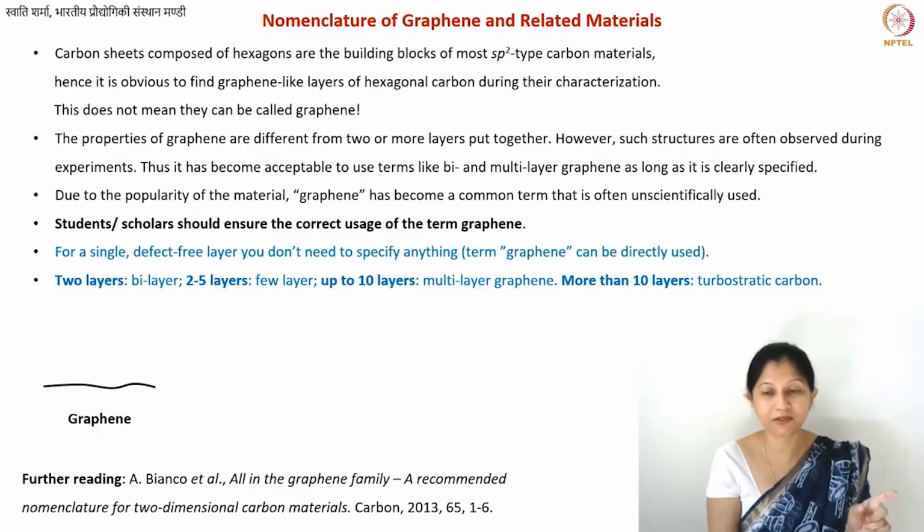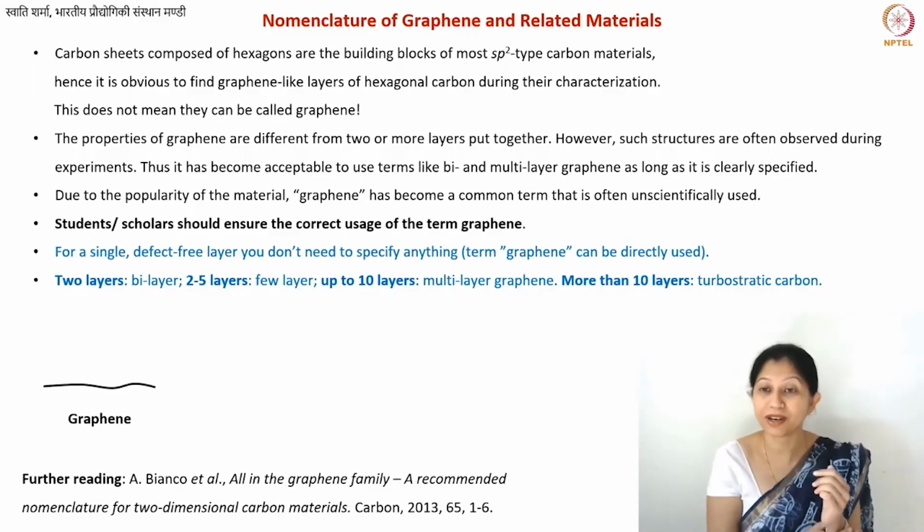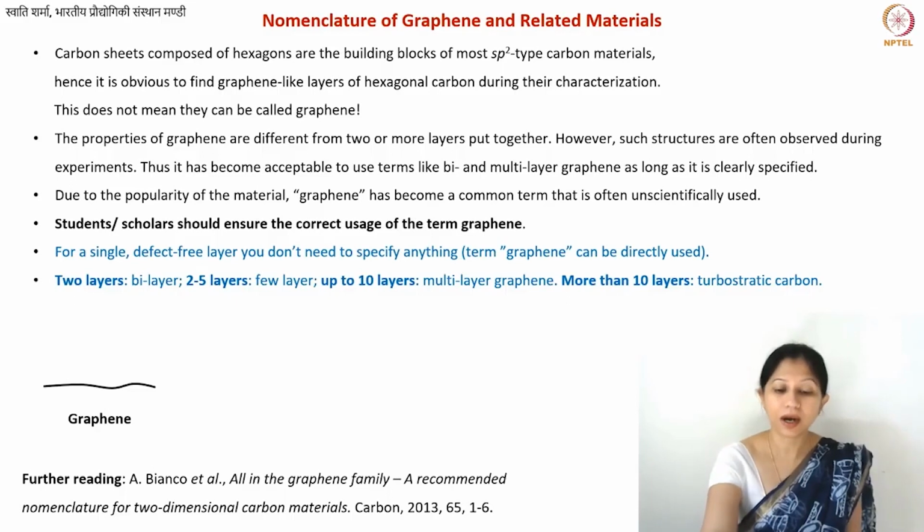And again, the same thing is valid: if it's a single layer, you call it defect-containing graphene, or you say defect-containing graphene layers in a bulk carbon material, for example. Okay, so here I have also shown it with some pictures.